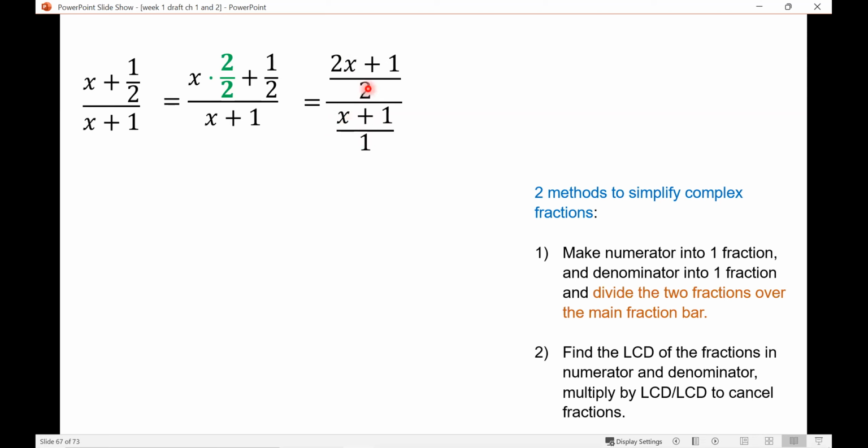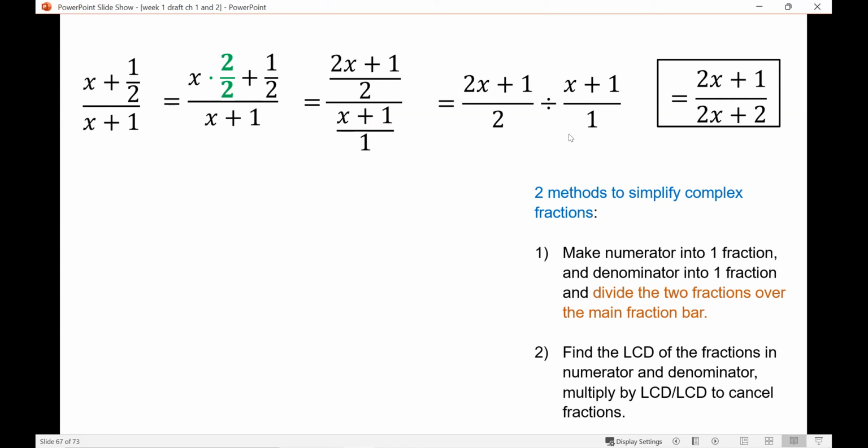Okay, so we've got a fraction divided by a fraction. We translate that into fraction division, which is really multiplication, which then gives us our 2x plus 1 over 2x plus 2. Right, we're just going to flip this fraction and multiply straight across. So that's method 1, where we do what we need to make the numerator and the denominator each their own fraction. And then we've got a fraction divided by a fraction, and we turn that division into multiplication. Okay, that's method 1, the division method.